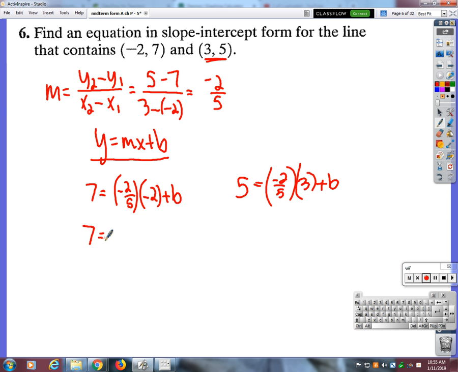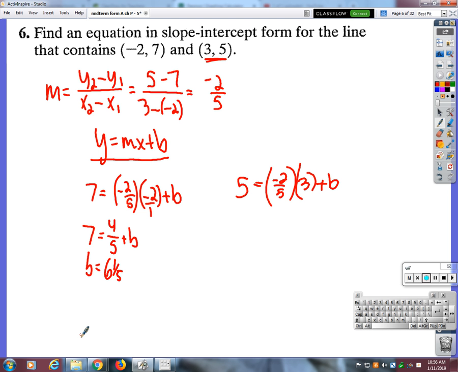Okay, multiply these together. Remember, multiplying fractions is easy. You don't need a common denominator. You just multiply straight across. So negative 2 times negative 2 is 4. 5 times 1 is 5 plus b. Yep, and then subtract 4/5. If you want to, you now have the magic of the fraction key on your calculator. So you can go 7 minus 4/5 on your calculator if you're uncomfortable doing that math yourself. If you do that, you get 6 1/5.